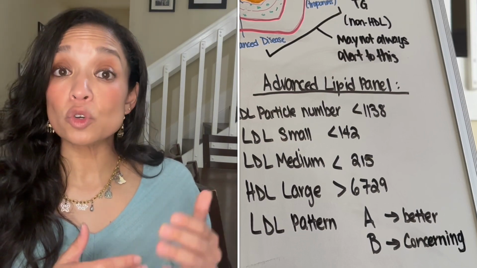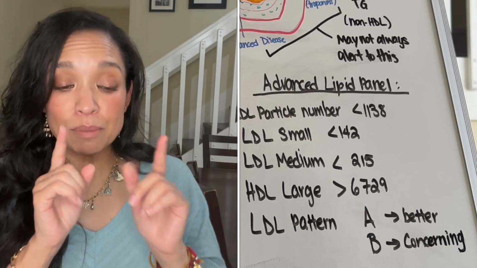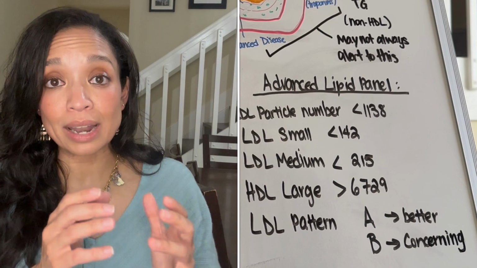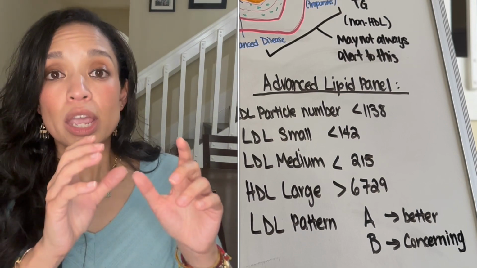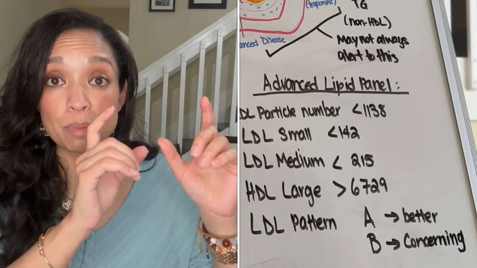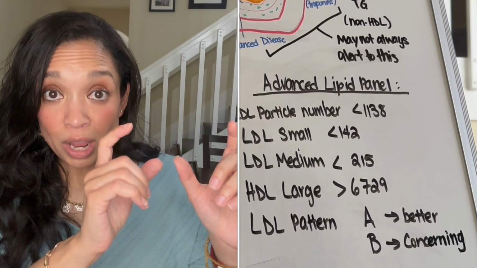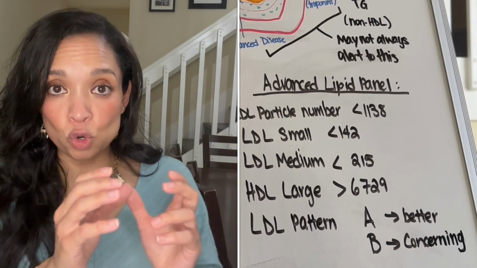Pattern A is considered the better one because in general, when you have pattern A, that means that when the person that performed that analysis on the blood sample that is sent to the lab, they see in a ratio, essentially, a larger collection of the pattern of large and medium size LDL to the small LDL in your blood.